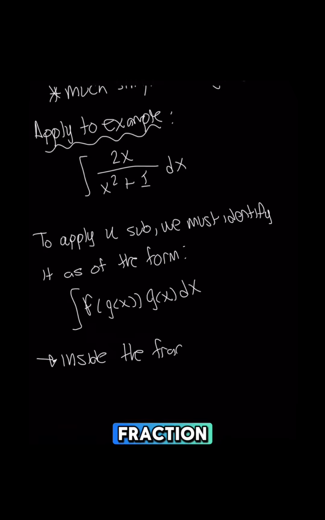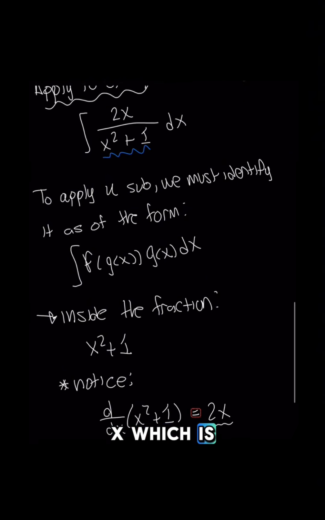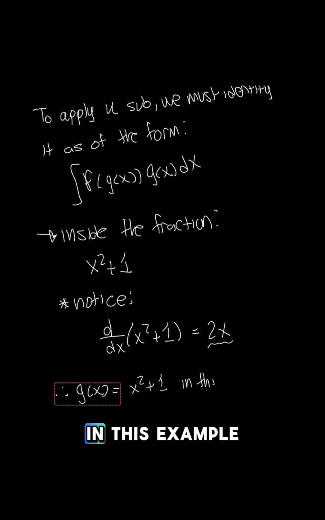If we look inside the fraction, we can notice that we have this x squared plus 1. And if we take the derivative of x squared plus 1, we get 2x, which is the value at the top. This means that g of x is equal to x squared plus 1 in this example.